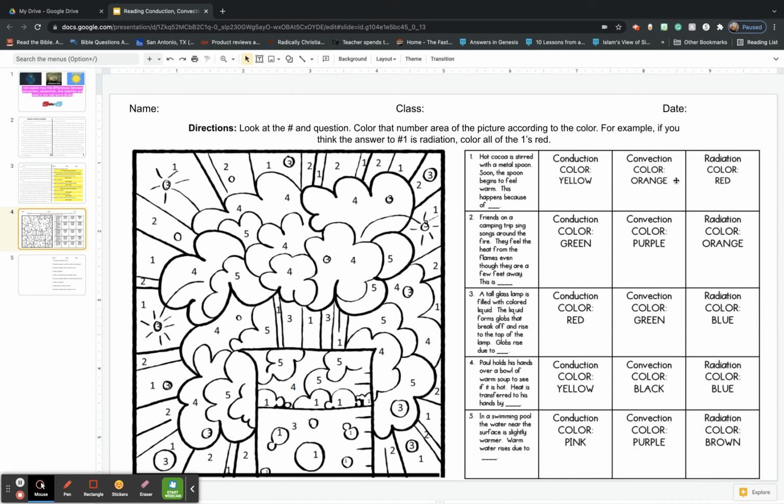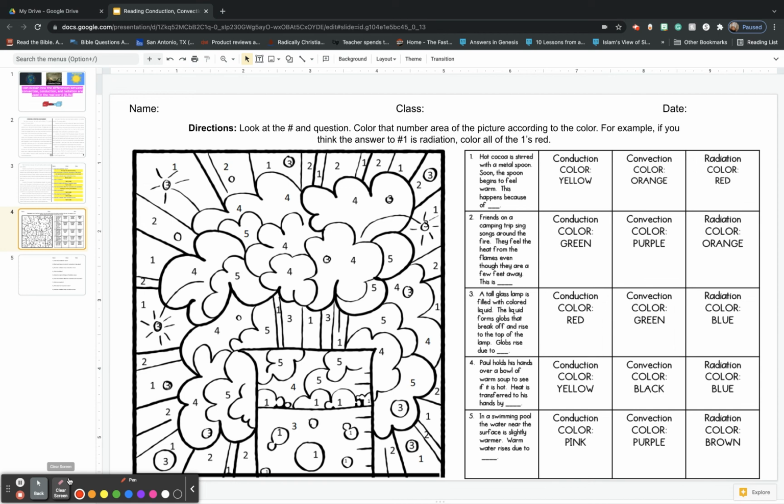Convection talks about currents. Is that why the spoon gets hot? I know we stirred it up, but is that why the spoon gets hot? No, of course it's because it's touching the hot liquid. It's transfer of hot to the cold spoon. That's what our correct answer will be. So number 1 is yellow, and I need to color all the number 1s yellow.